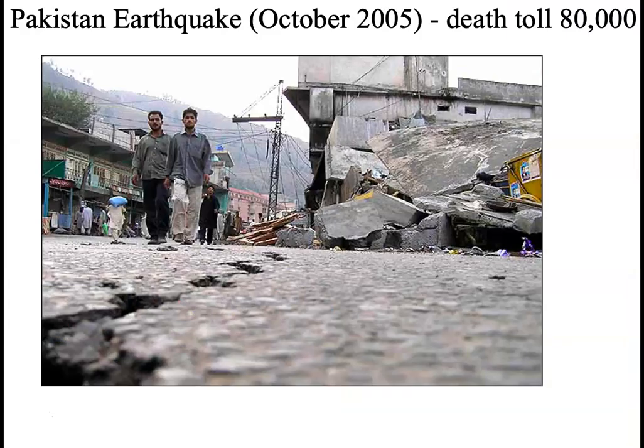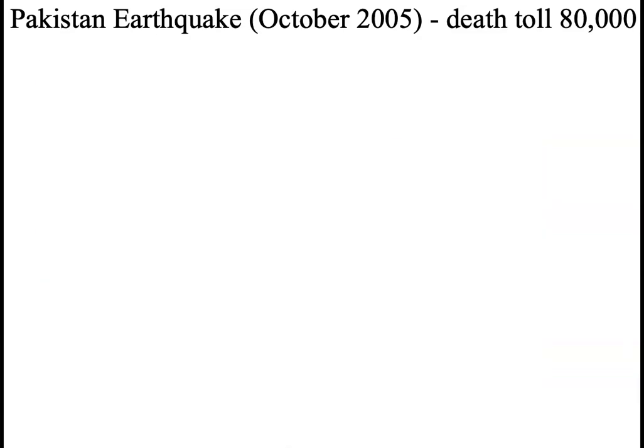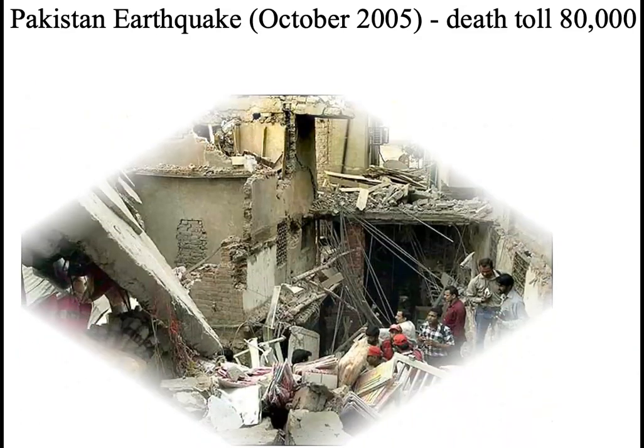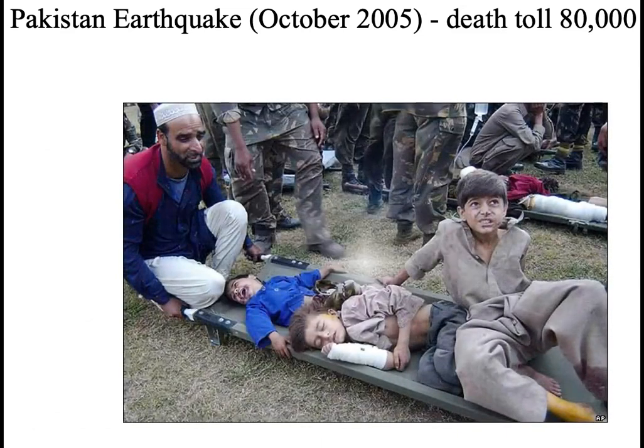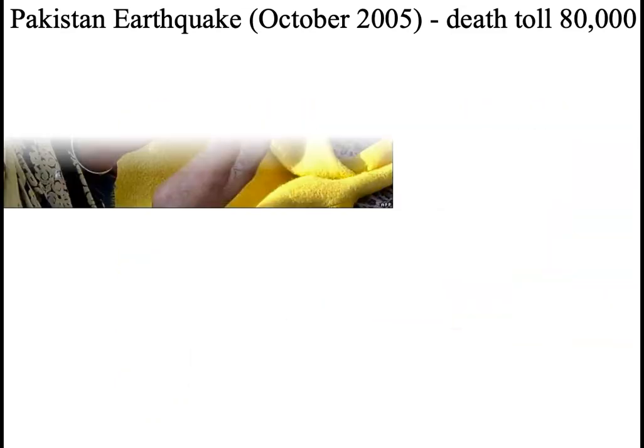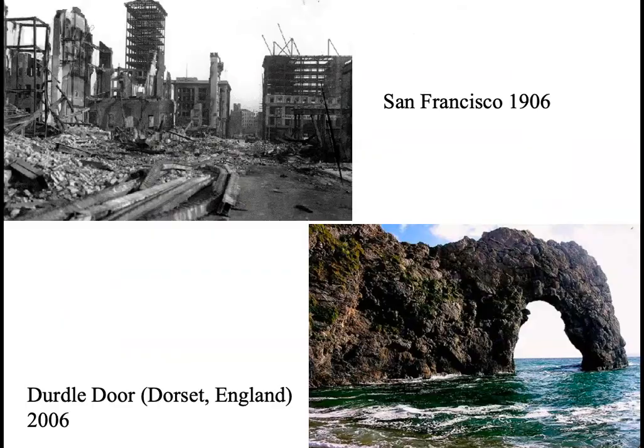Another example is the earthquake in Pakistan in October 2005, which resulted in the death of 80,000 people. And these are some of the pictures you can see from the devastation caused by earthquake. And earthquakes are also waves. So this is to give you an idea of what waves can do.